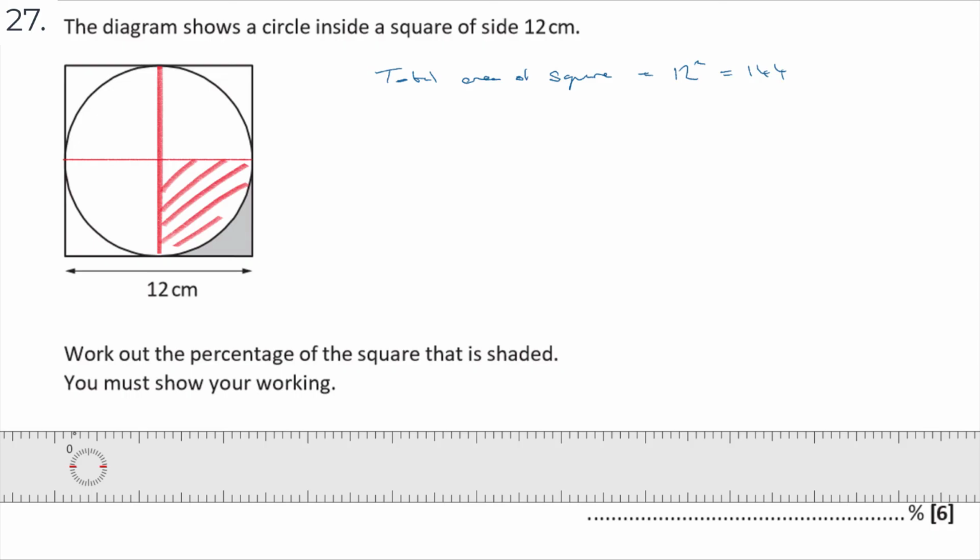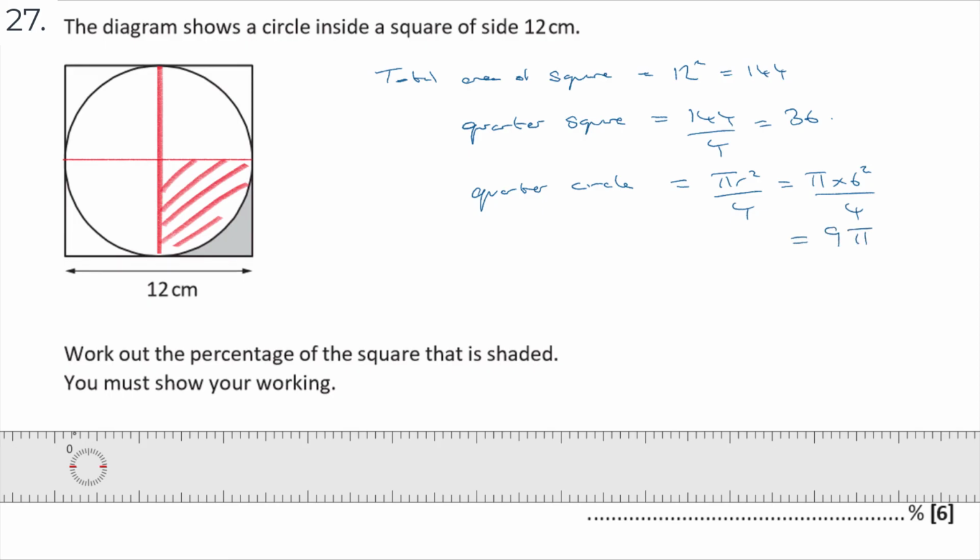Okay, so quarter square, that's going to be, well, it's just going to be 144 over 4. Same thing as 6 squared, really, isn't it? So it's 36. Okay, and then we've got the quarter circle. That is going to be pi r squared over 4, where the radius is 6, isn't it? So that's going to be pi times 6 squared over 4. 36 over 4, that's 9, isn't it? So that's 9 pi.